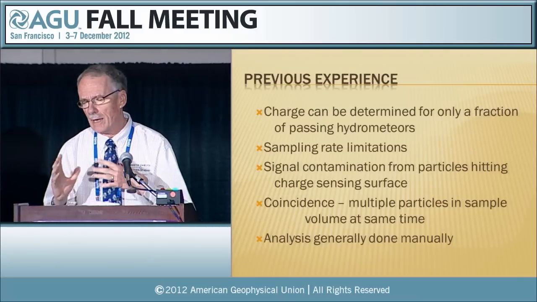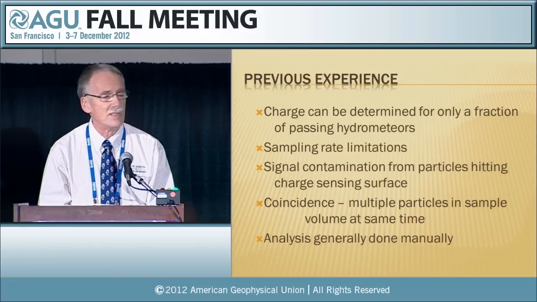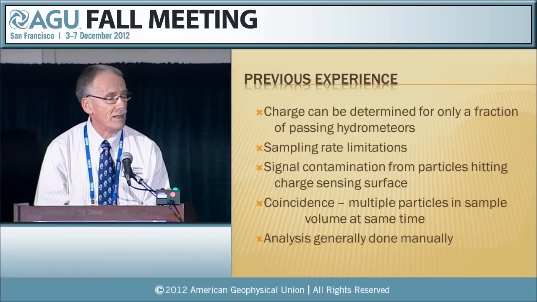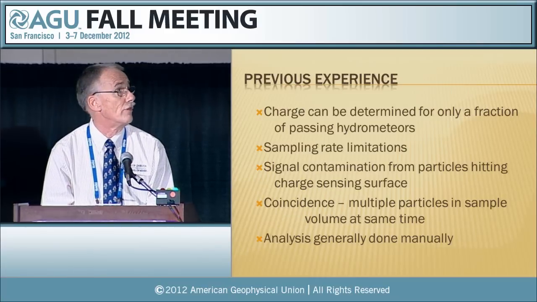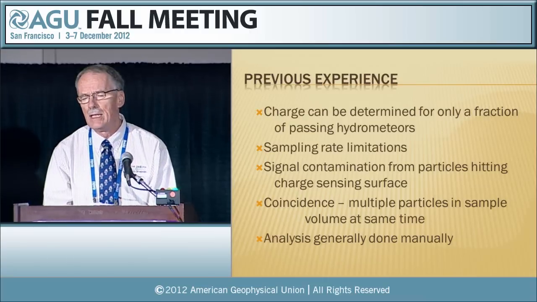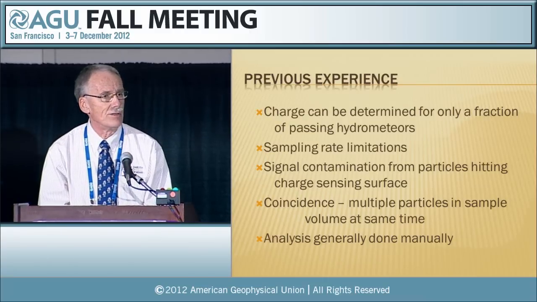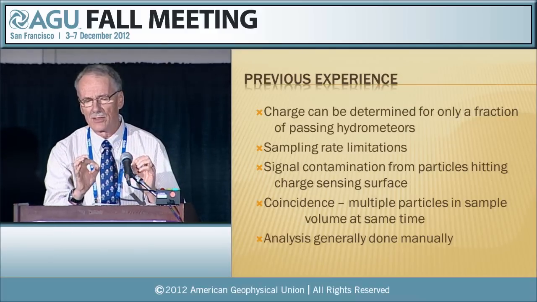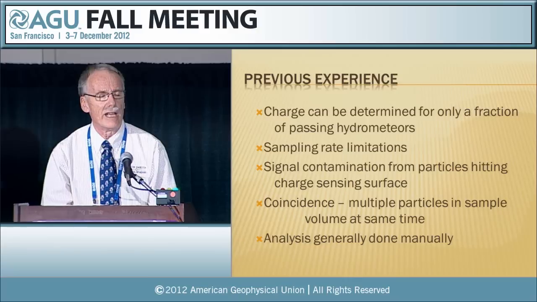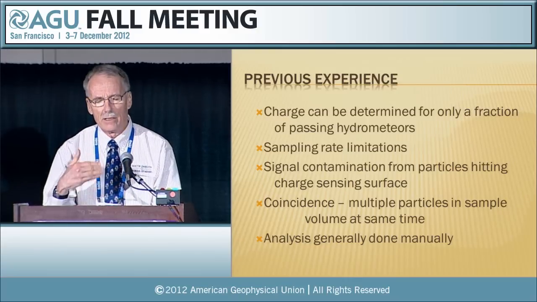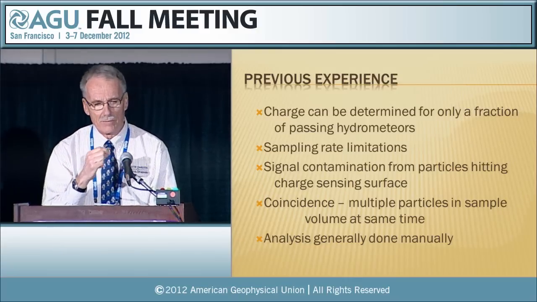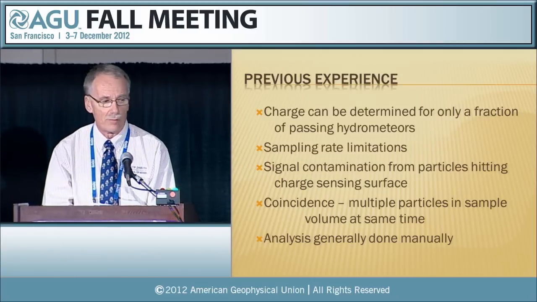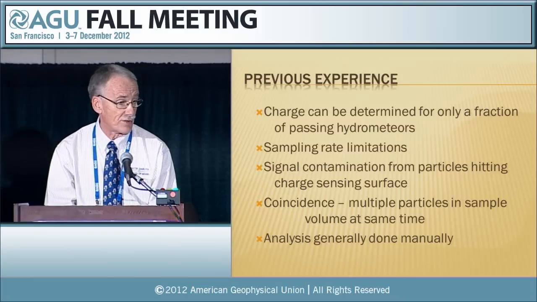Previous experience by everybody who's tried to do this sort of measurement is that you usually have very noisy data, and you can only retrieve a good estimate of charge on a small fraction of the passing hydrometeors. There are sampling rate limitations. You have to wait for the particle to get past all of the induction rings or plates or whatever you have, and you can't calculate another charge while the previous particle is in there. And you get signal contamination from particles that are hitting the charge sensing surfaces.